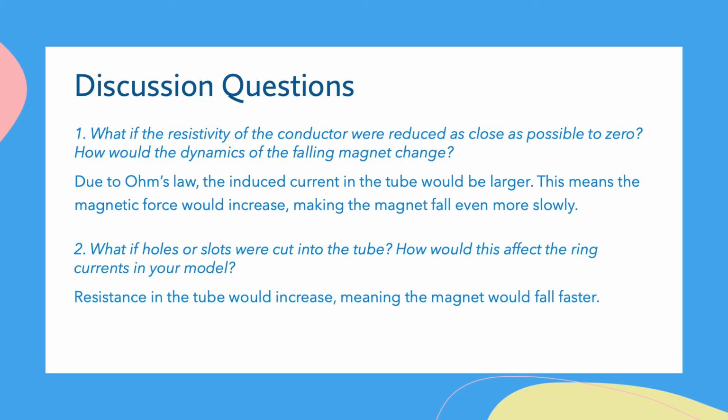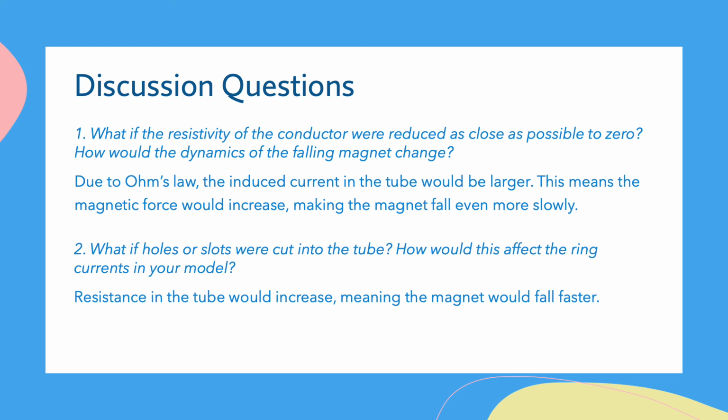Discussion questions. 1. What if the resistivity of the conductor was reduced as close as possible to 0? How would the dynamics of the falling magnet change? Due to Ohm's law, the induced current in the tube would be larger. This means the magnetic force would increase, making the magnet fall even more slowly.